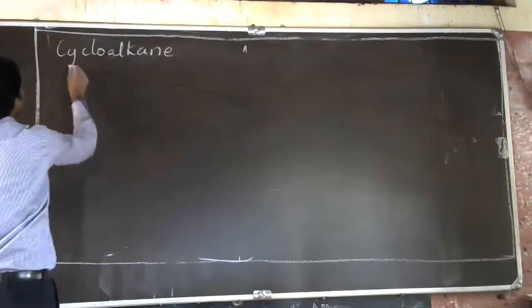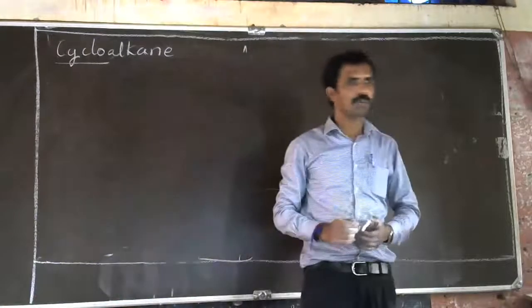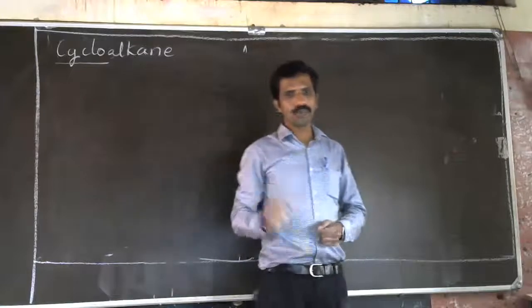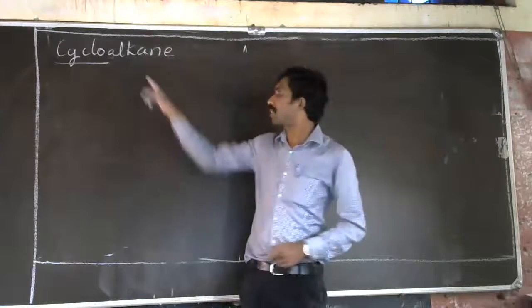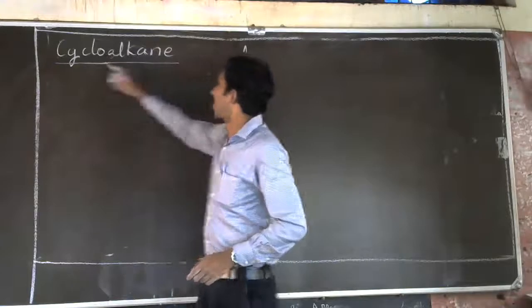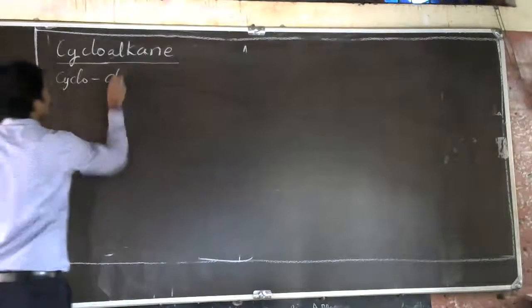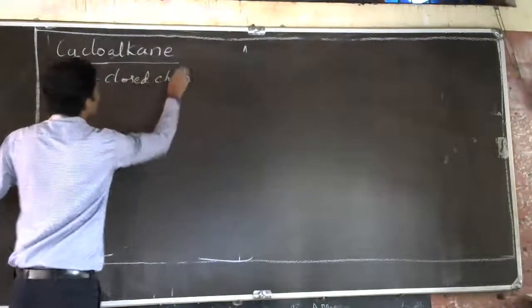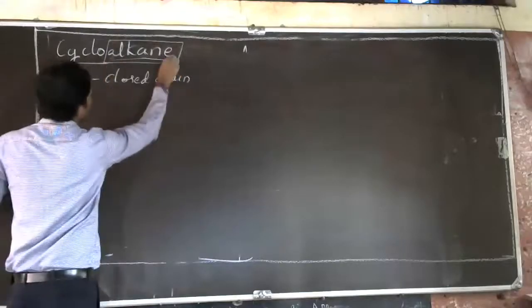Cyclo, I told you when I was explaining about catenation, there are straight chain, branched chain, and closed chain. Cycloalkane is a closed chain hydrocarbon. Cyclo refers to the closed chain. Cyclo means what? Closed chain hydrocarbon. And alkane refers to, you know it, ane.